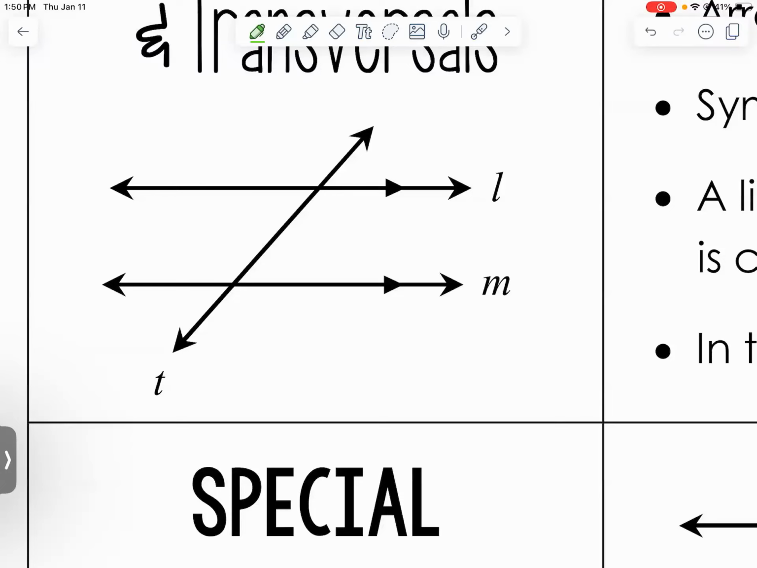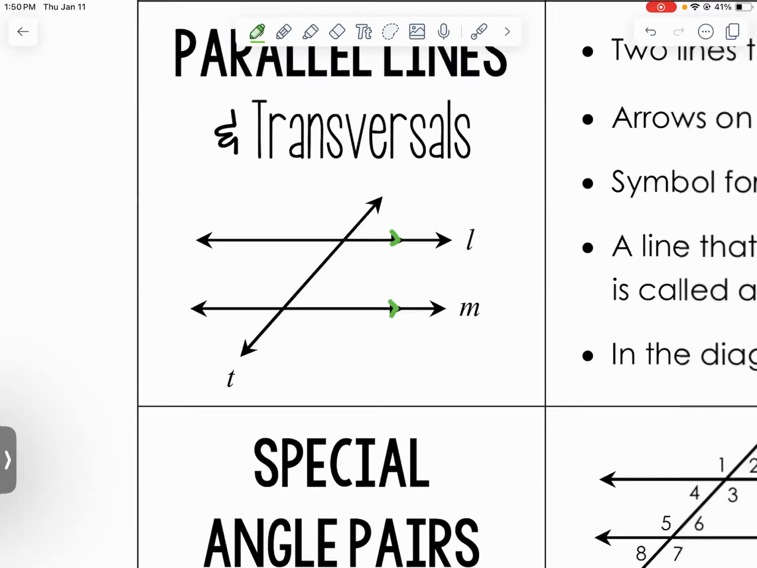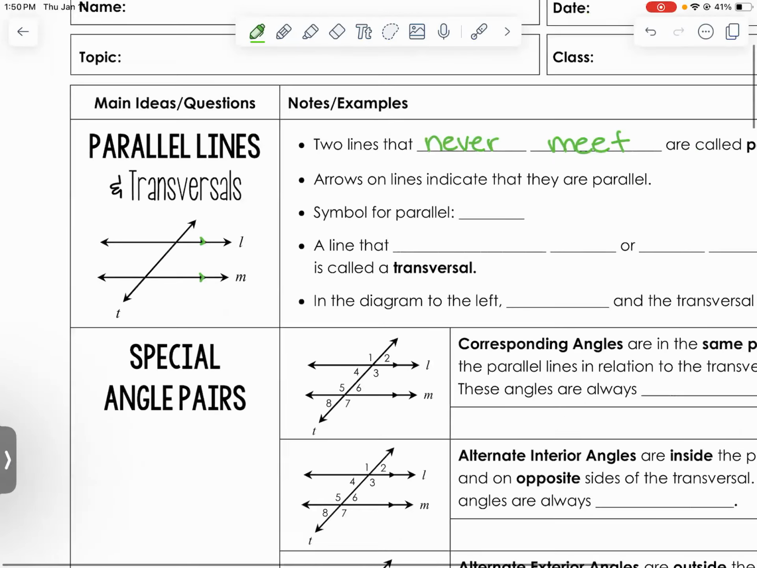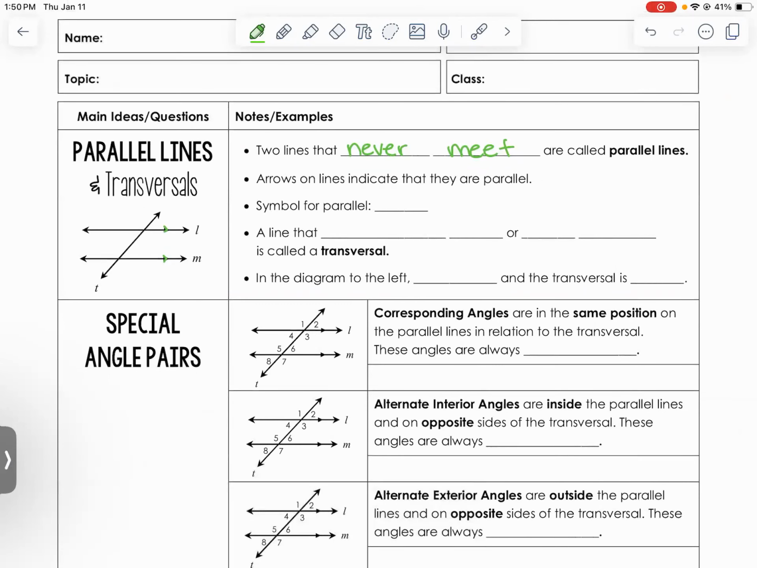Do you see these little arrows? These little arrows indicate that these two lines are parallel. When we want to write the symbol for parallel, it's like two parallel lines.